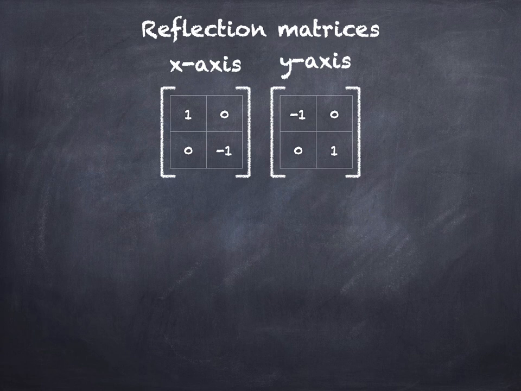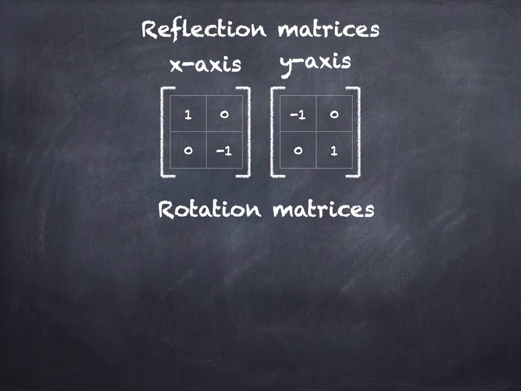So, when you're reflecting around the x-axis, the matrix that you're going to multiply by looks like this: 1, 0, 0, negative 1. If you're reflecting around the y-axis, negative 1, 0, 0, 1. Okay, so these are fairly simple. I'll show you an example of how to use these, but this is fairly simple.